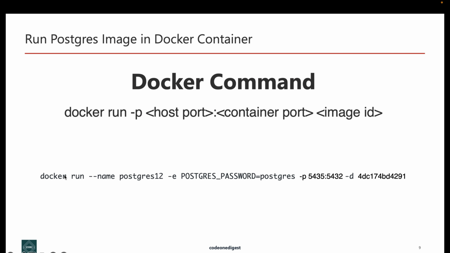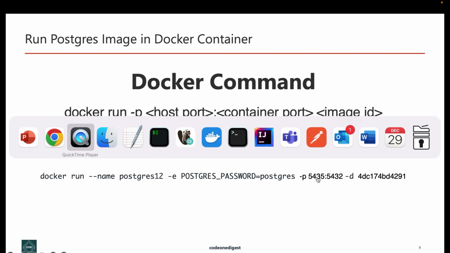In the final command, if you see at the bottom, docker run -name, and I'm giving the name of my container as postgres12 because I have downloaded Postgres 12. Then the -e option, I'm giving a password postgres, and then I'm using the -p option to create that port mapping from container port to host port. Then -d, and this is the image ID. So I have prepared this.